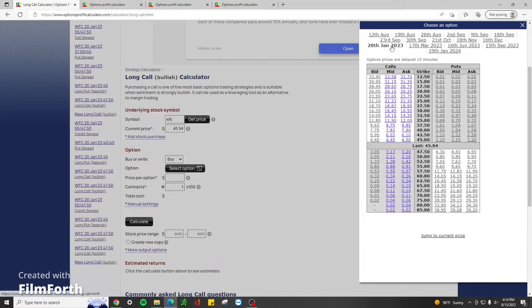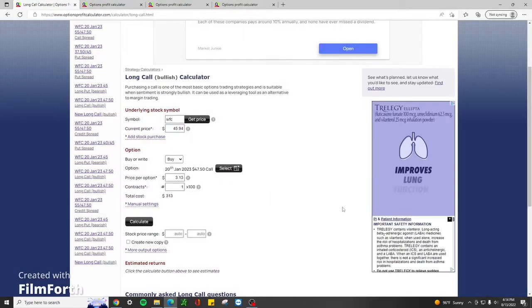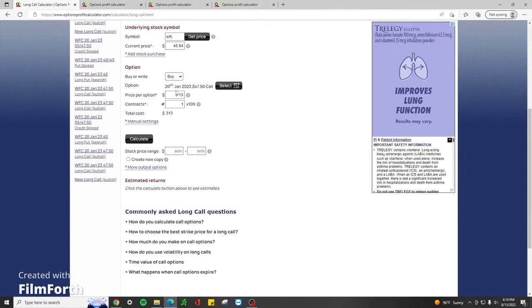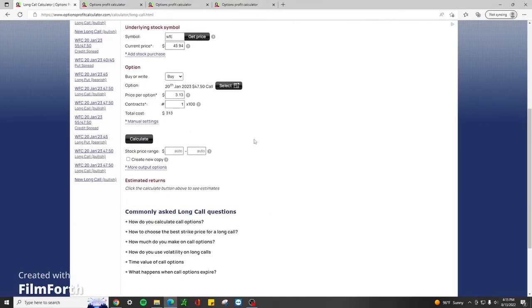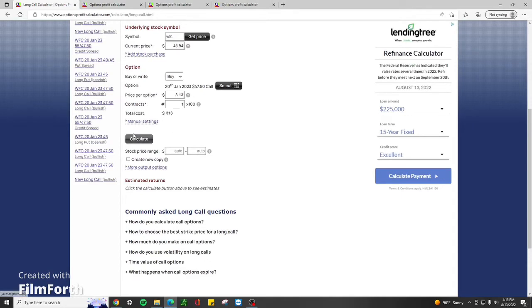Mind you, you can select any one of these expiration dates according to your option strategy. So we'll go with the January 2023 and select the 47.50 strike price, and we'll go for the mid. You have the bid, mid, and ask, but in this case we'll go for the mid. Click on that, which will cost us $3.13, equating to $313. Sometimes if it is your first time using this tool, it'll ask you to agree to the terms and conditions. And if you want to use this, you had better agree to those terms and conditions.